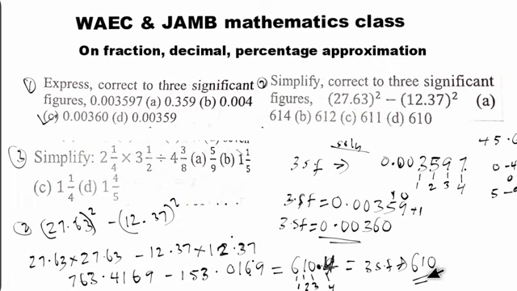So the answer is equal to 610. This option is option D. So that is the solution to this question, and that is how you solve it. Hope you guys find the class very interesting.